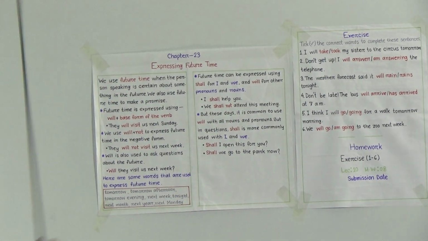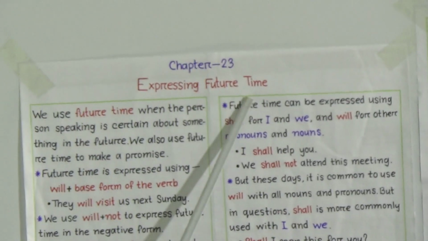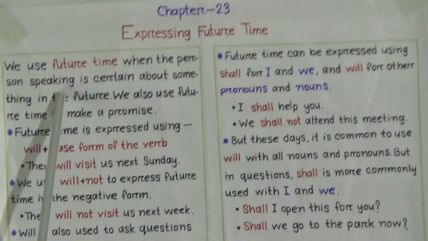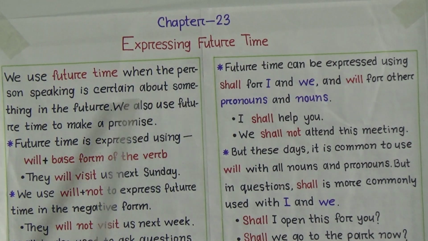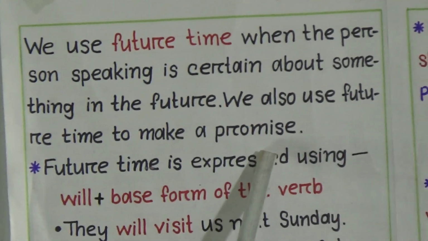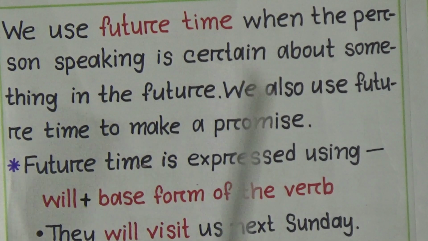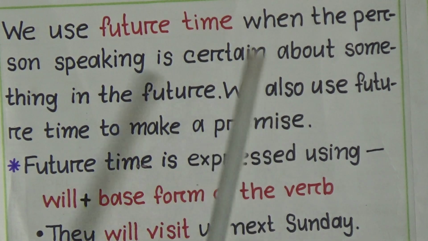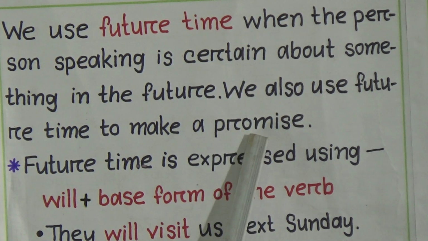Chapter 23, Expressing Future Time. We use future time when the person speaking is certain about something in the future. We also use future time to make a promise. So when any incident is in the future, it is called future time. And we also make promises in the future time.